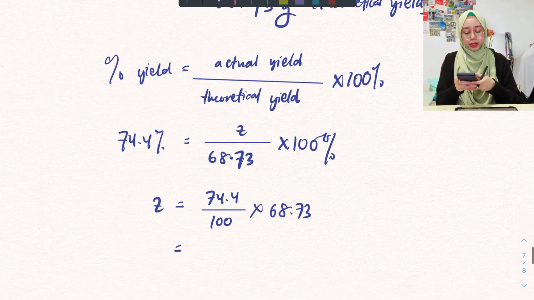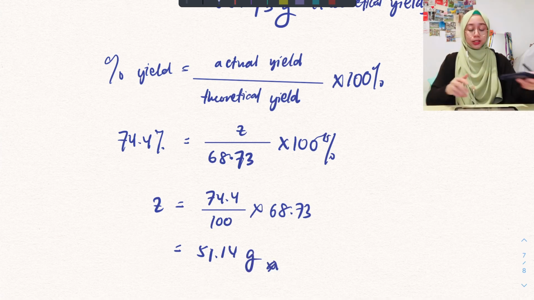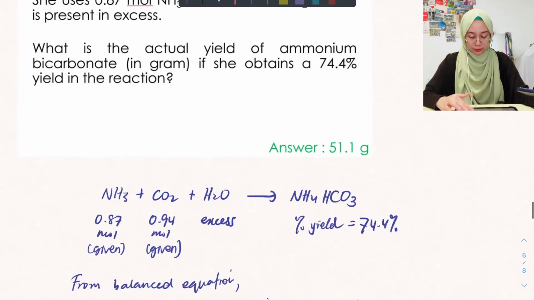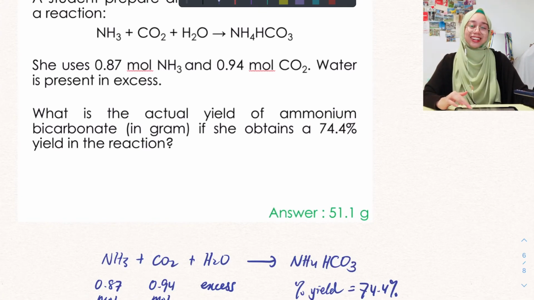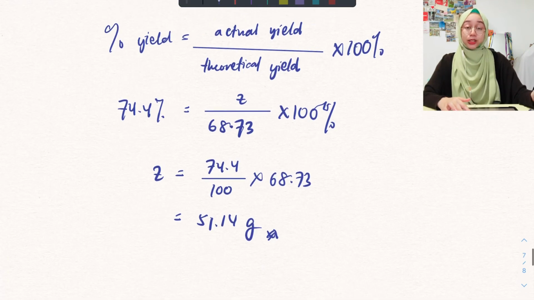So what you will get is, bagi 100 darab, you get 51.14 gram. Okay, so let's have a look at the answer. Betul ke tidak? Okay, sama aja. Okay, alright. So now it's your turn lah untuk try pula.